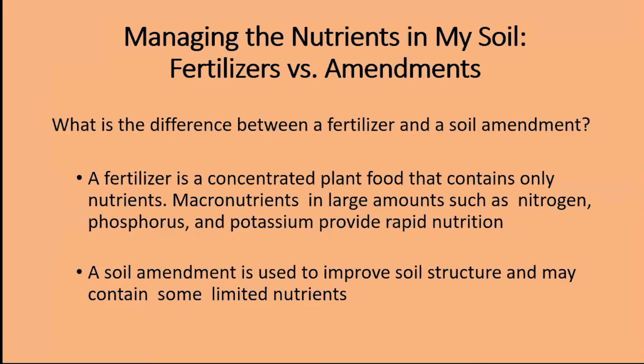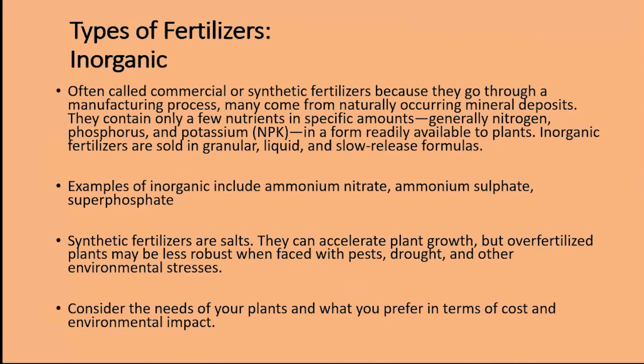Well, let's answer the first question of fertilizers versus amendments. What's the difference? A fertilizer is a concentrated plant food. It contains only nutrients. The macronutrients are usually in large amounts. Those are the nitrogen, phosphorus, and potassium, and they provide very rapid nutrition. A soil amendment is more for a physical property, and it's used to improve the soil structure. It may contain some limited nutrients, but it is largely for soil conditioning. So we're going to use fertilizer because that's what we need.